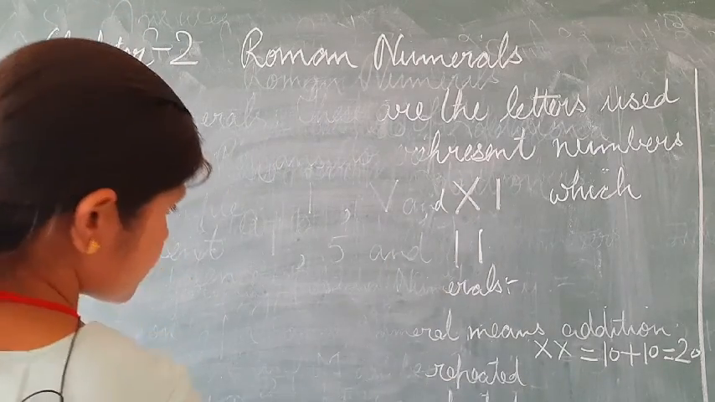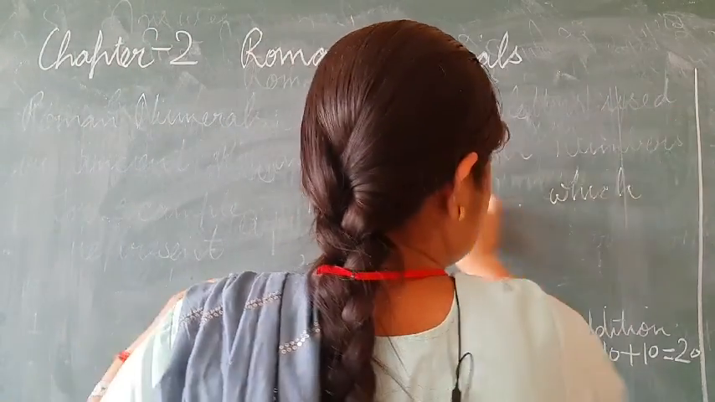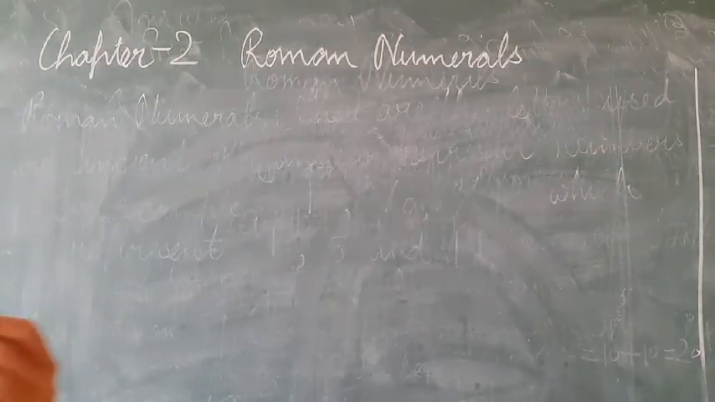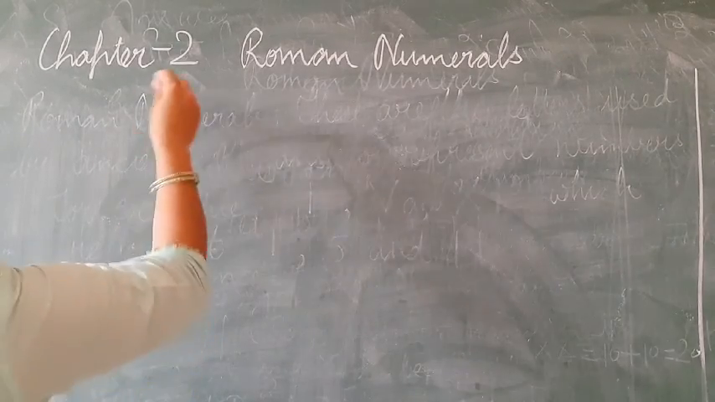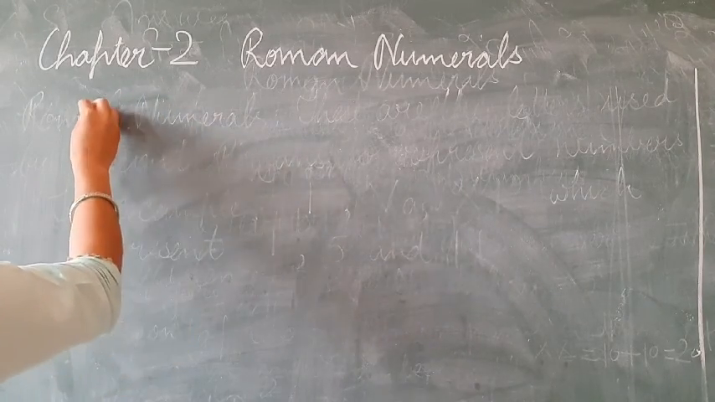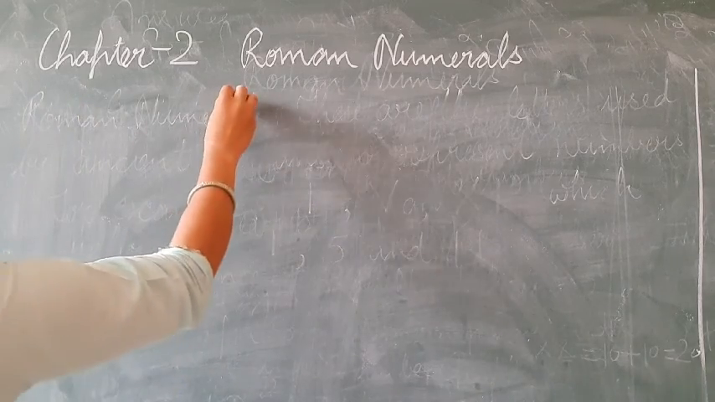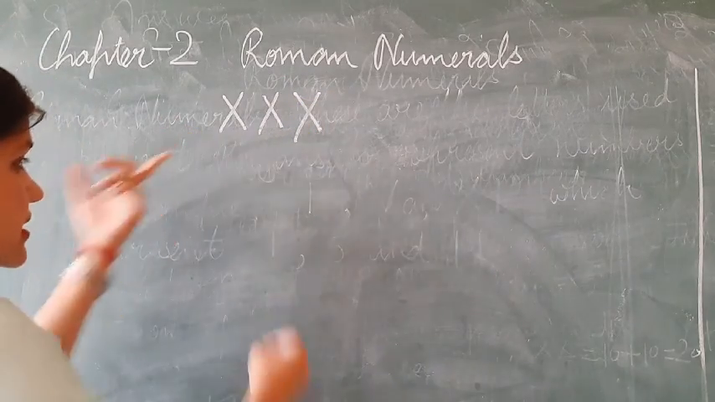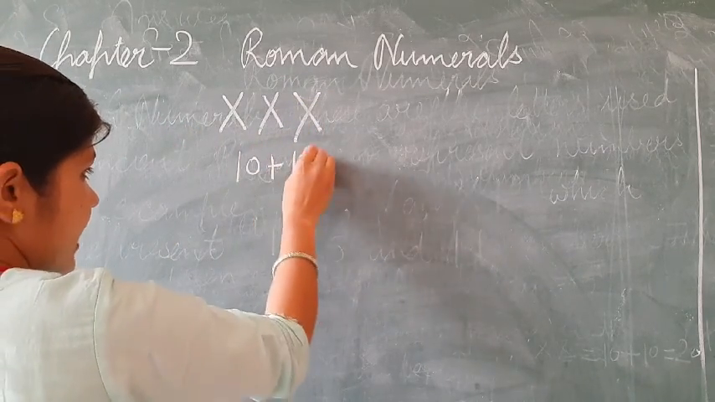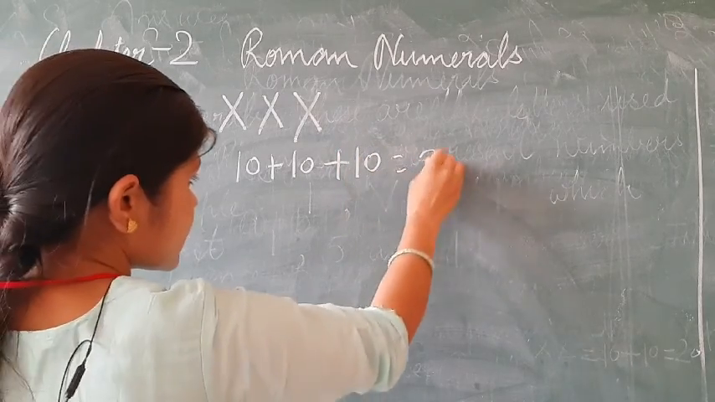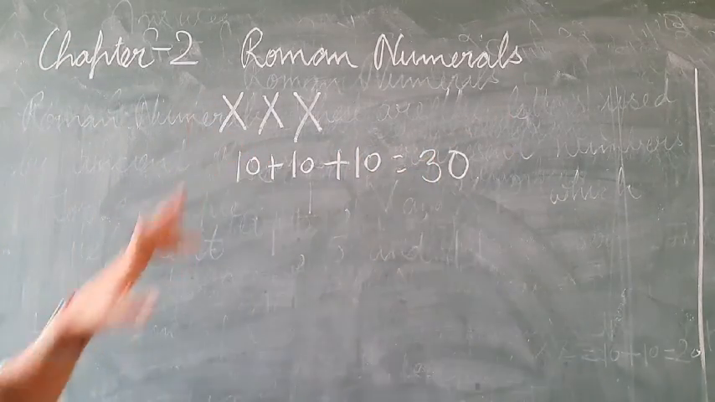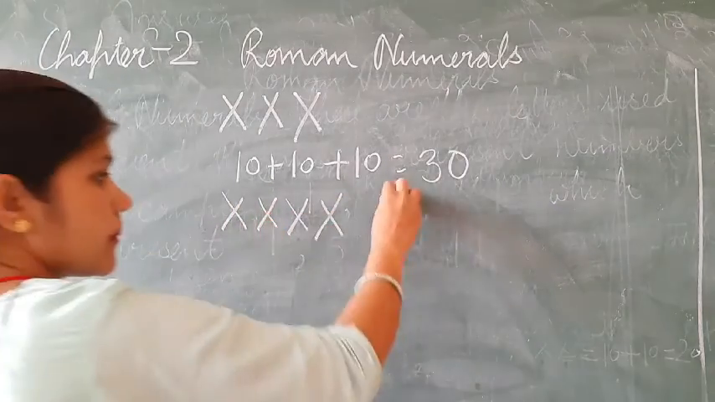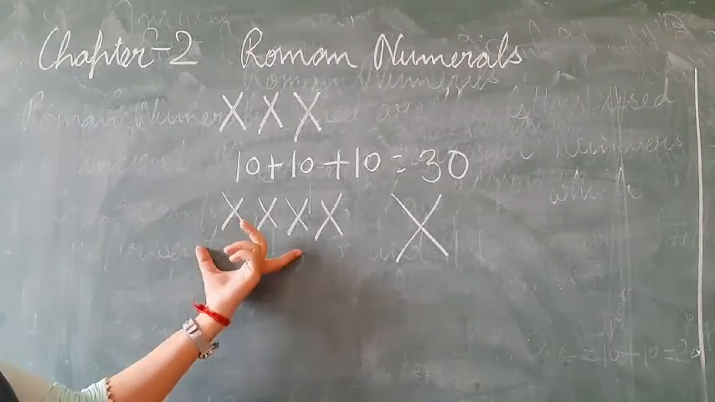Let's discuss the first rule with some examples. In the first rule, I said repetition of numerals means addition. If I write XXX, this is 10 plus 10 plus 10, that is 30. This is possible, but if I write it as this, this is not possible. This is the wrong way.